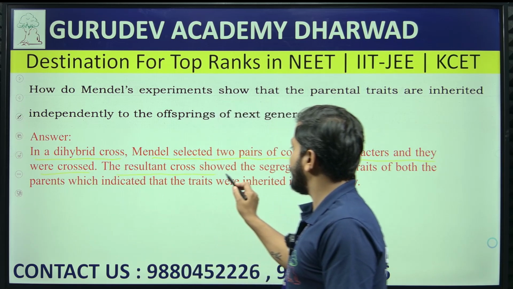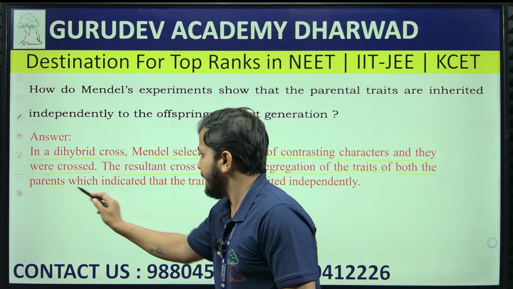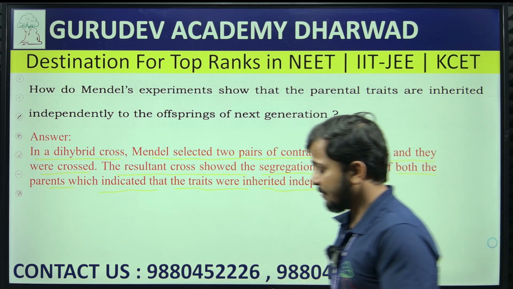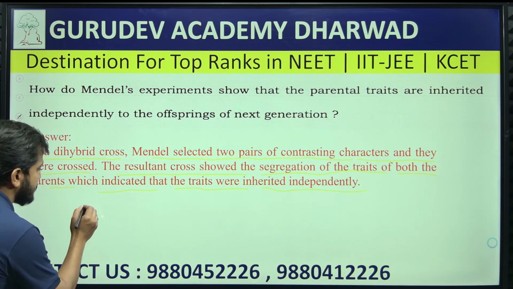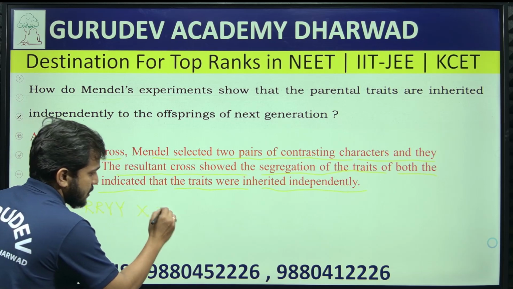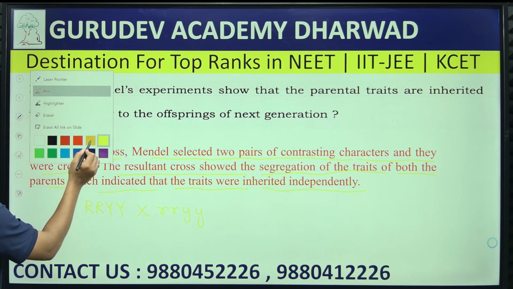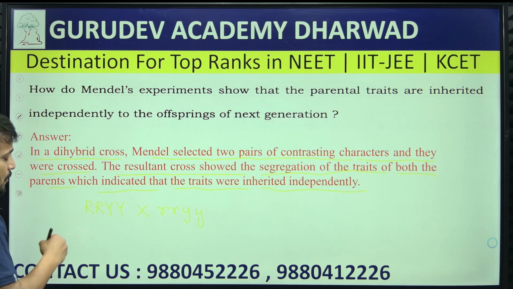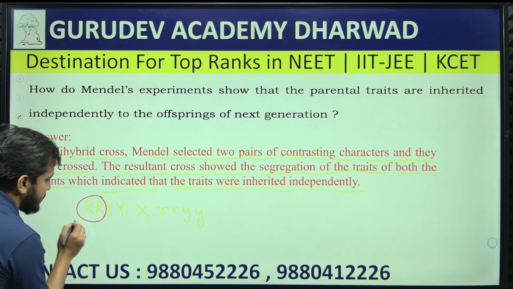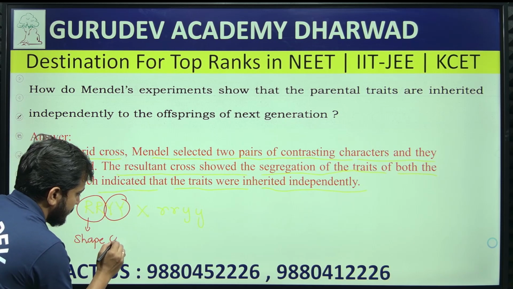Then the resultant cross showed segregation of the traits of both the parents, which indicated the traits were inherited independently. So because of that, in this dihybrid cross, the round yellow characters are crossed with the wrinkled green, understanding. When he carried out this crossing, what he found is that he chose two characters: this is the shape of the seed, right, and this is nothing but the color of the seed, understanding.